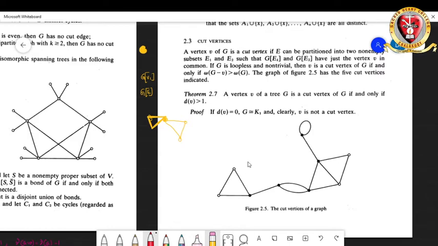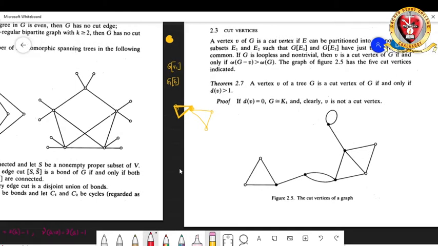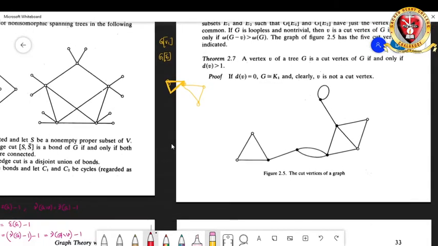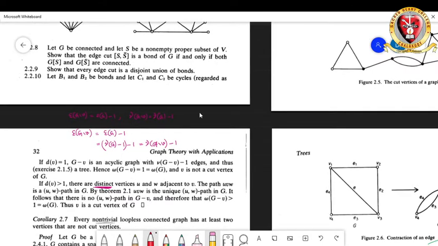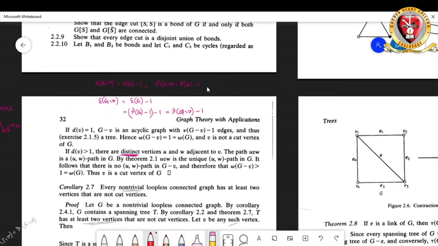In the last class, we had proved theorem 2.7, which was a characterization of a cut vertex in a tree. So, a vertex inside a tree is a cut vertex if and only if that vertex has its degree strictly greater than 1. We proved it in three cases: when degree of v is equal to 0, when degree of v is equal to 1, and then when degree of v is strictly greater than 1.